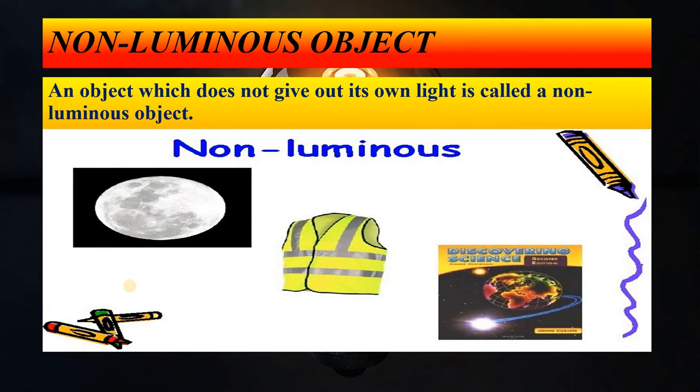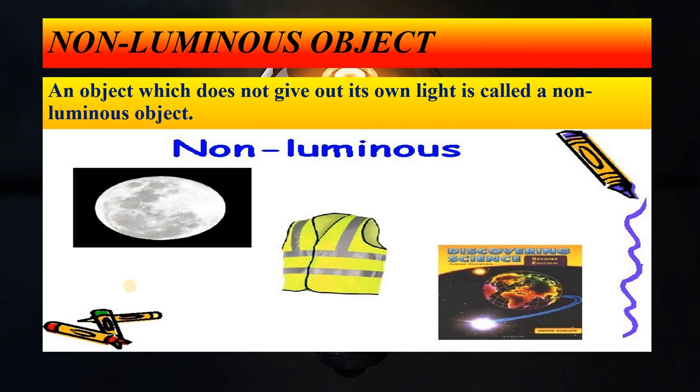Next comes the non-luminous object. What is a non-luminous object? An object which does not give out its own light is called a non-luminous object. For example, there are many examples like table, chair, book rack, flower pot, plants, clothes, bags, carpet, mirror, camera, pen, pencil, then shoe, moon, earth and other planets.